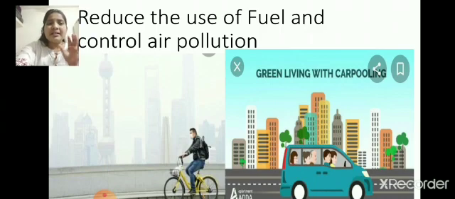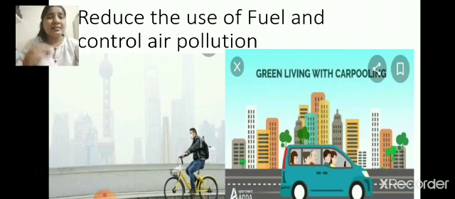Okay, carpooling means a car which takes a set of people to the same place, the same place where every day they are going. So by using carpooling, what will happen? The air will not get polluted.